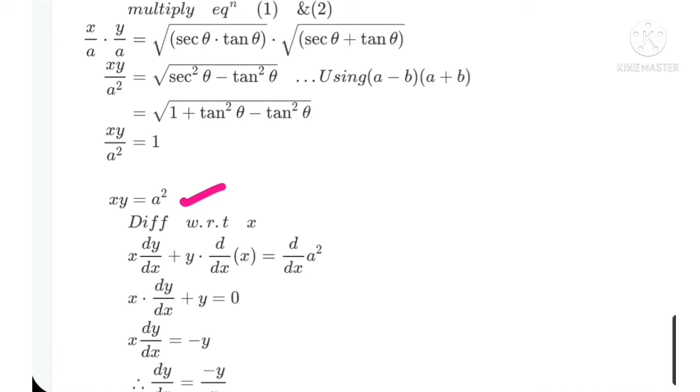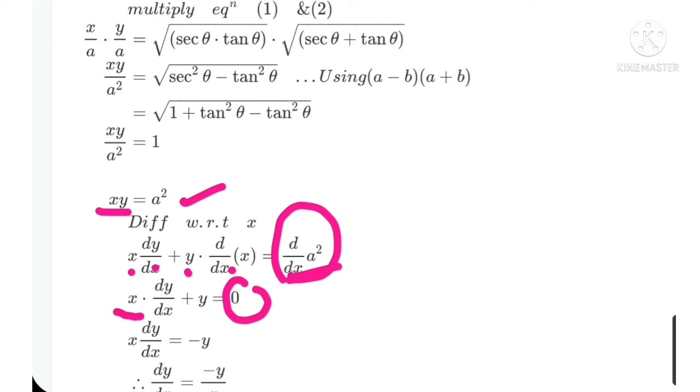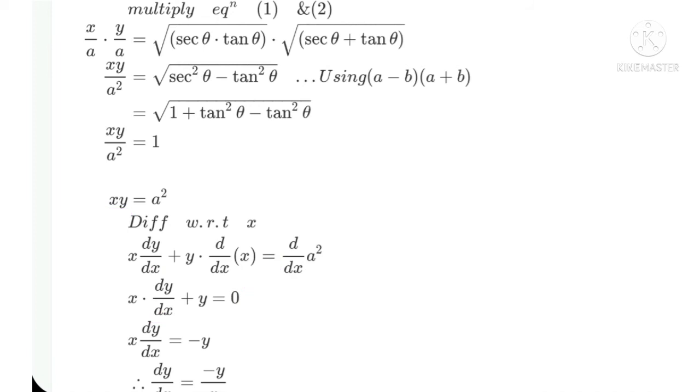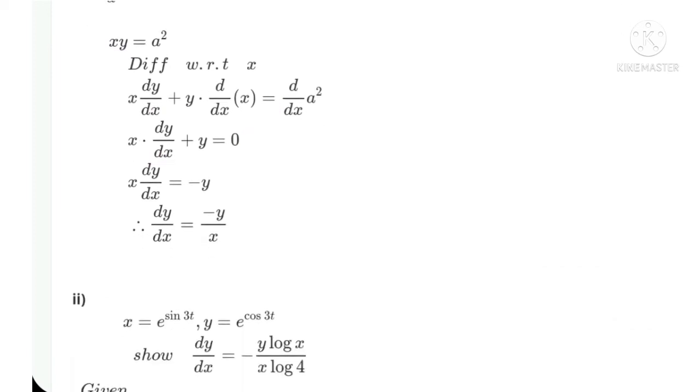Differentiate with respect to x. Here you use the product rule: first into derivative of second plus second into derivative of first. And here a square is a constant term, so the derivative of a square is 0. Here first x as it is, dy by dx, plus y into d by dx of x. So x dy by dx plus y. Now take y to the RHS, we get x into dy by dx is equal to minus y. So we get dy by dx is equal to minus y upon x. This is the final answer.